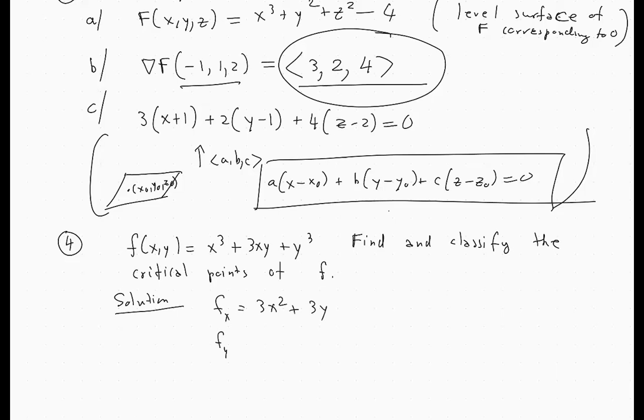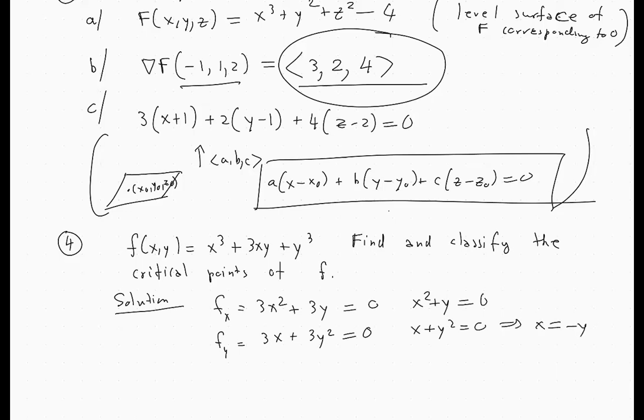And set them equal to 0. And here, if you divide everything by 3, you will have x squared plus y is equal to 0, and x plus y squared is equal to 0. Solve the second equation with respect to x. You will have x is equal to -y squared, and plug it into the first equation.